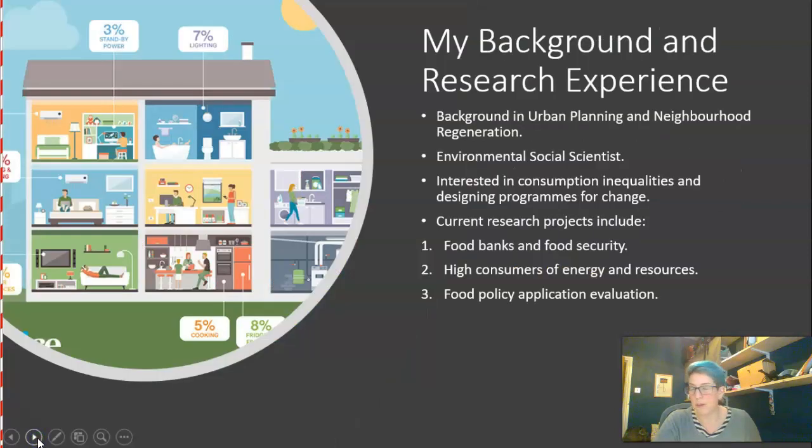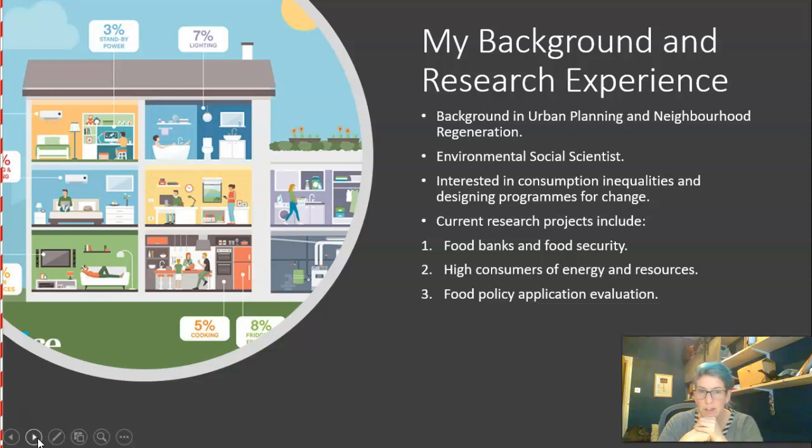So this is all the stuff that was really in my summary presentation, but just a reminder of my research background and my experience. I used to be an urban planner working in neighbourhood regeneration. I'm a social scientist, so primarily interested in human interactions with environmental issues, so how people impact upon the environment and vice versa. A lot of my research interests are around consumption inequalities and designing programs for change. So a lot of my research interest is not just finding out about things, but finding out about things with the purpose of changing those things.